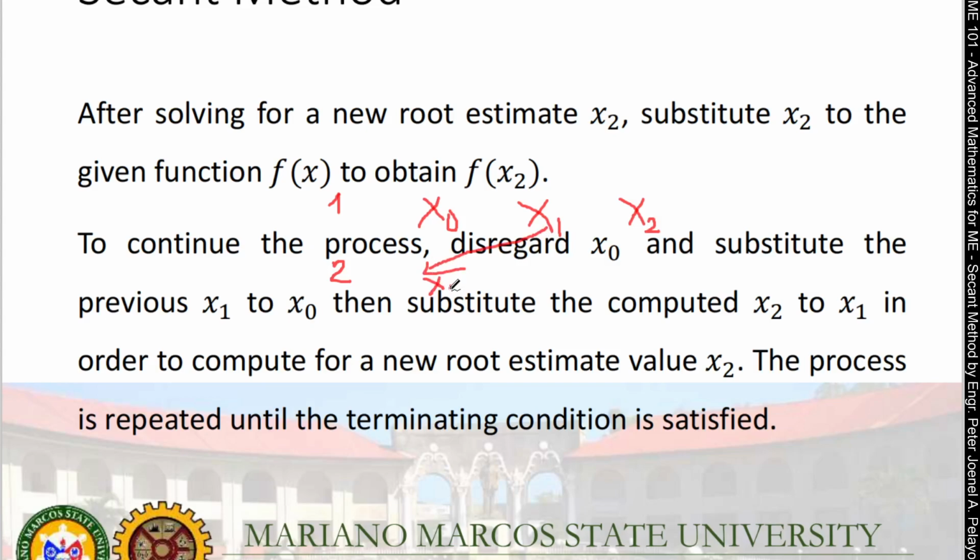So, ito yung magiging x0. Si x2 magiging x1. And then, makukuha natin yung new root estimate value of x2. So, ganun lang. So, pag iteration 3, si x0 mawawala. Siya yung magiging new x0. Si x2, lilipat, magiging x1, and then new value si x2. So, maaalis si x0.